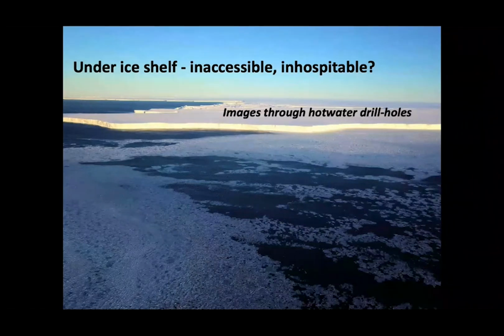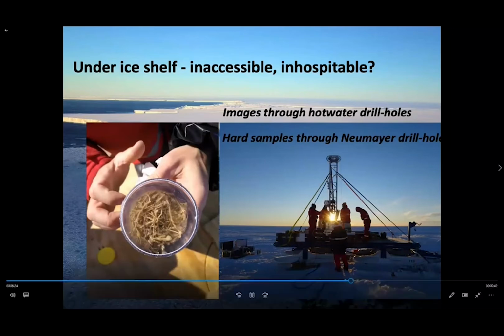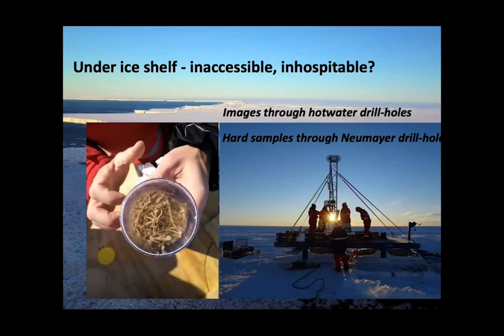But various drill holes, such as around the Neumayer 3 station, have shown glimpses of occasional larger animals on the seabed. But two recent drill holes here have actually yielded macrobiota samples, as you can see in that cup, and a lot of it. And this has allowed us to actually look in detail at the species and some of their characteristics.